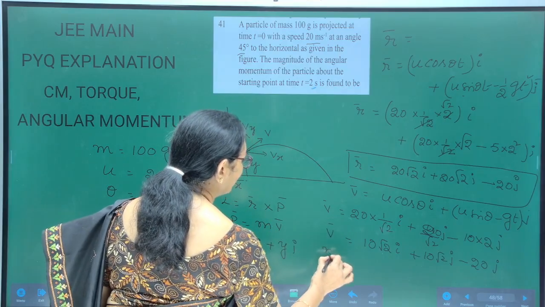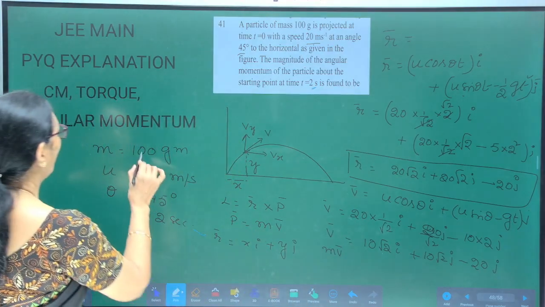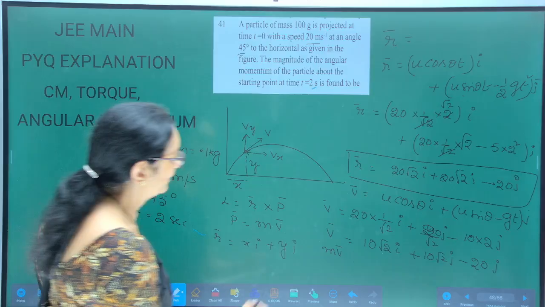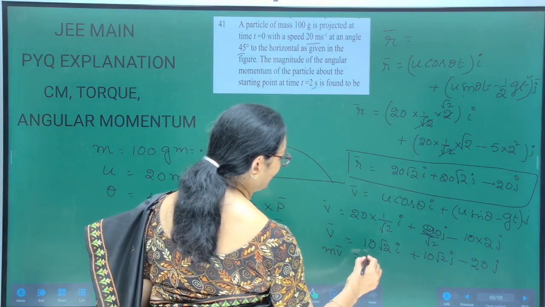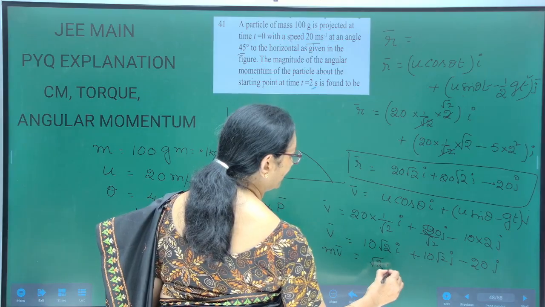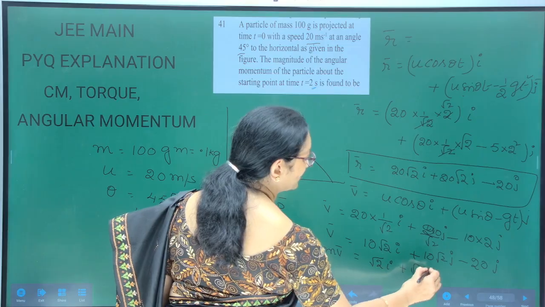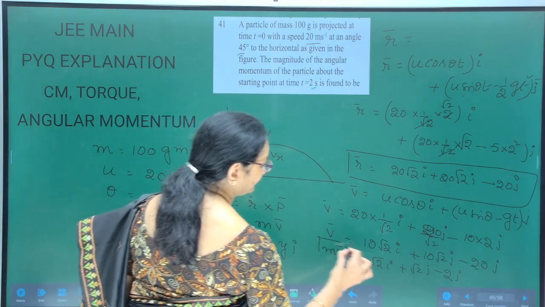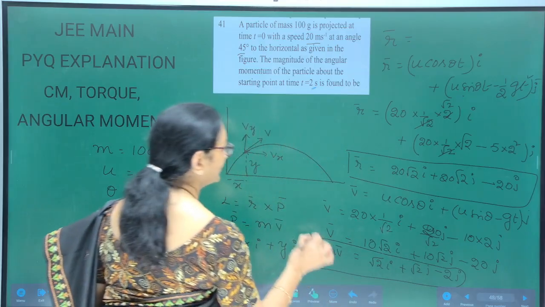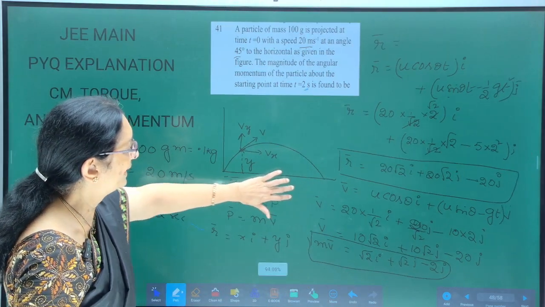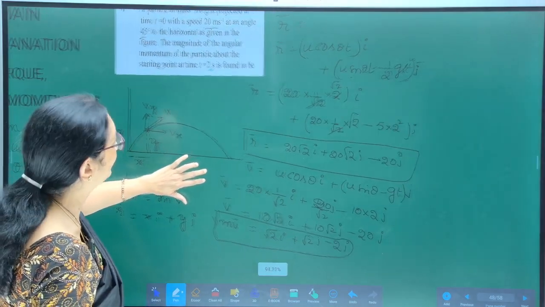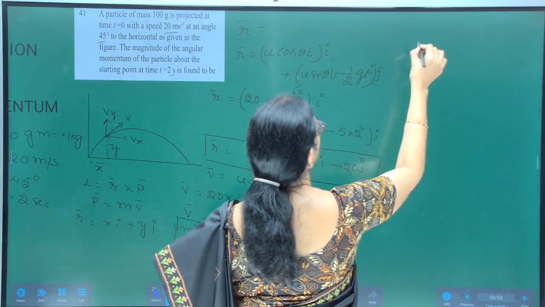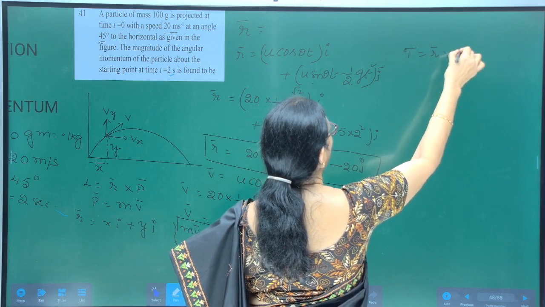Okay. The momentum vector is m v bar. See here, mass is given as 100 grams, that is 0.1 kg. So, if you multiply this with 0.1, it is root 2 i bar plus root 2 j bar minus 2 j bar, which is the momentum vector. So, we could find out the position vector and the momentum vector. We are supposed to find the angular momentum. So, what is the expression for it? It is r bar cross p bar.